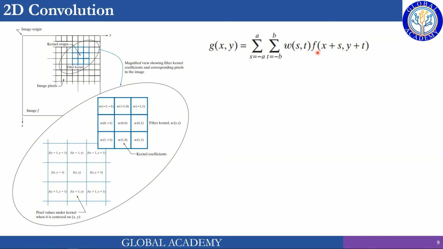These are the products, multiplication of corresponding values, and then we sum over all the values and get some value. We save that value in our output image, which is g of x, y, at the same location where this template is centered.